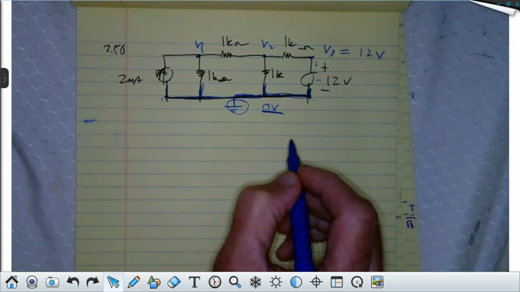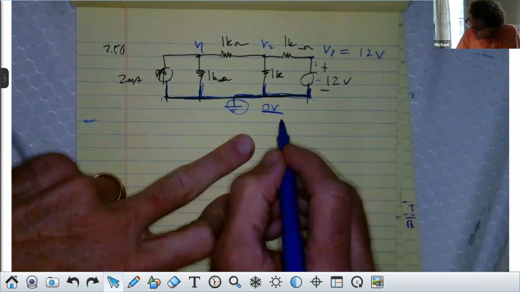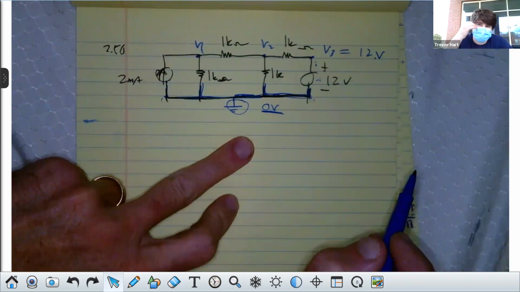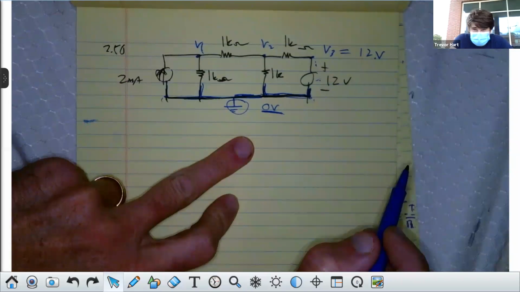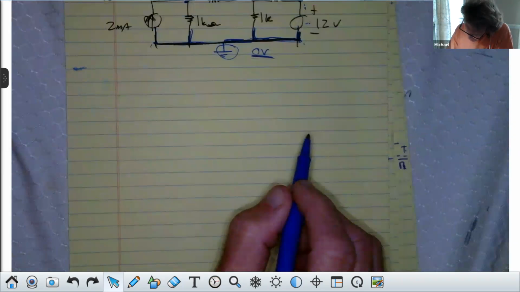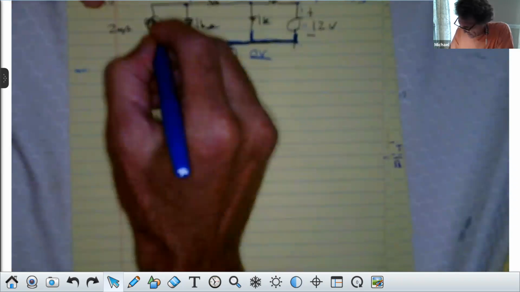All right. Now, if that's 0 volts, this is 12 volts, isn't it? That's what V3 is. By definition, you all agree with that? Yes. Now, this one's made to make you think, and I'll admit I do this all the time. You see how we have the 2 milliamps? It's a known current flowing in this direction, isn't it?